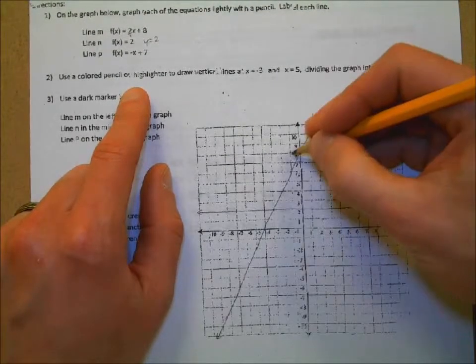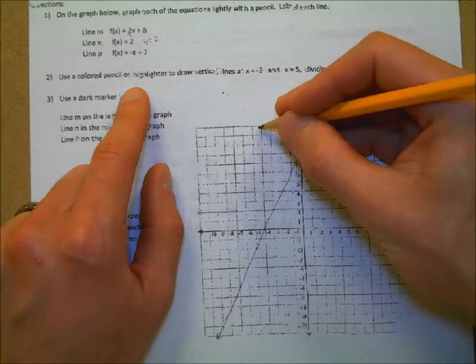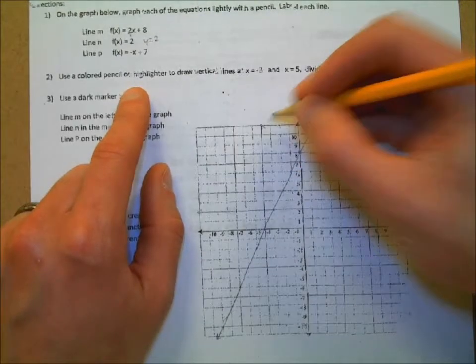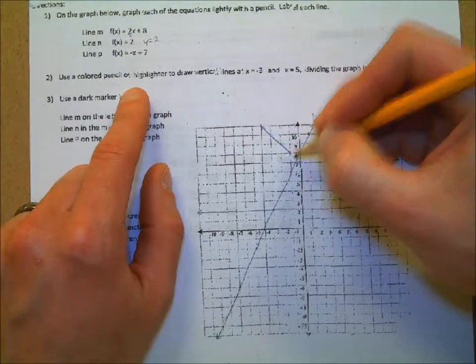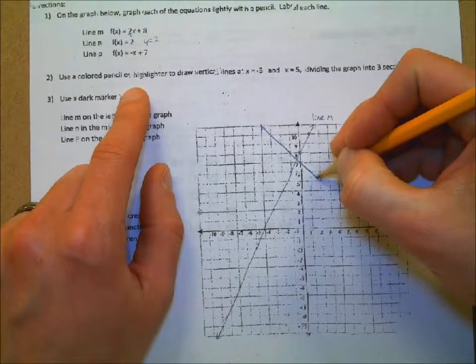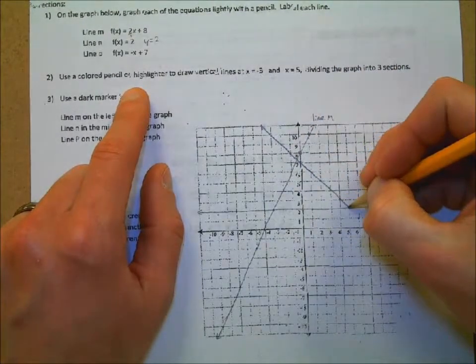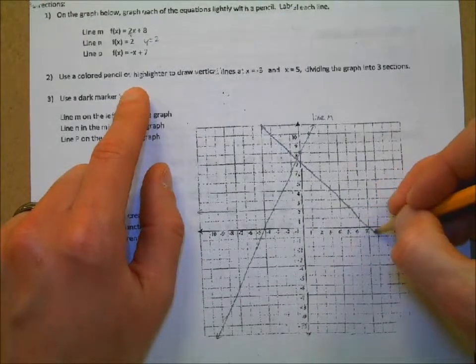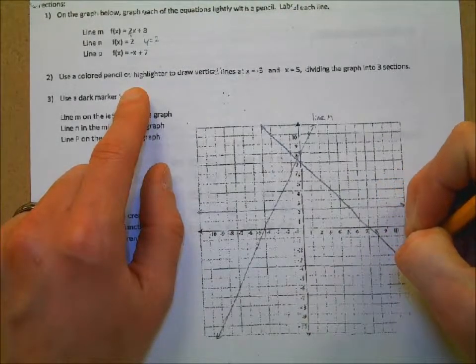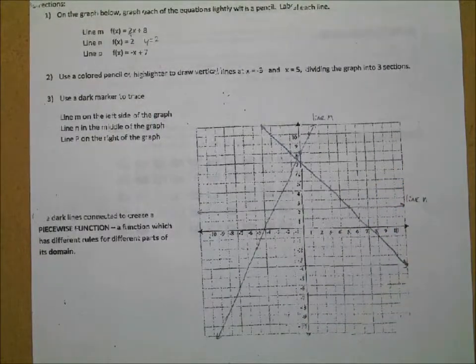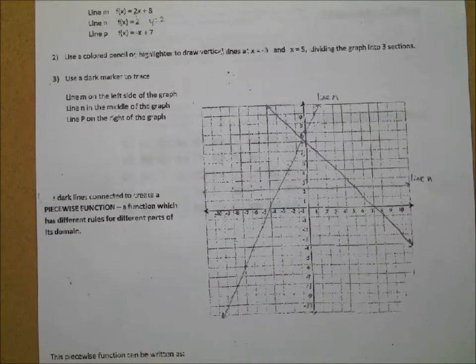Oops, I'm not drawing lightly. I forgot to draw lightly. I'm starting to make it really dark. I mean, if you draw it too dark, that's okay. You should still erase, okay, because we're going to use the markers, and the markers will really stand out. Okay.